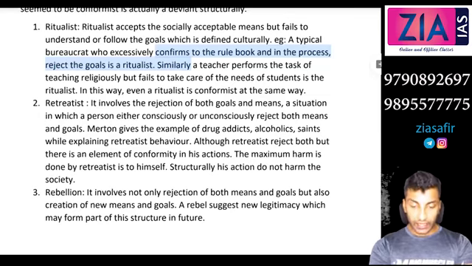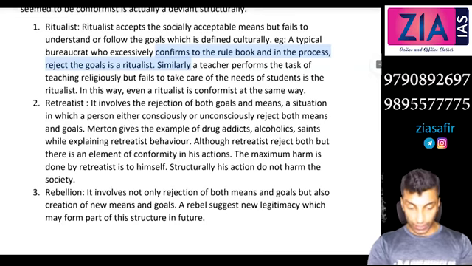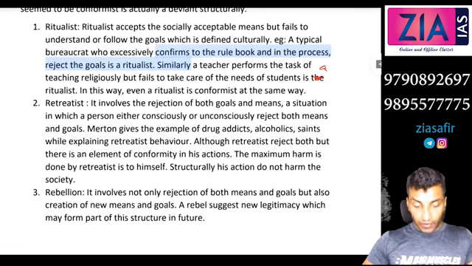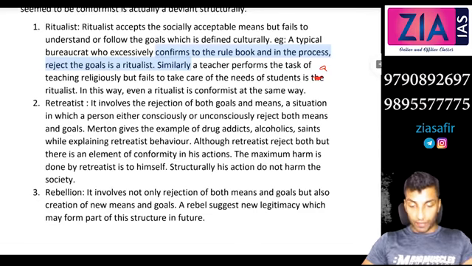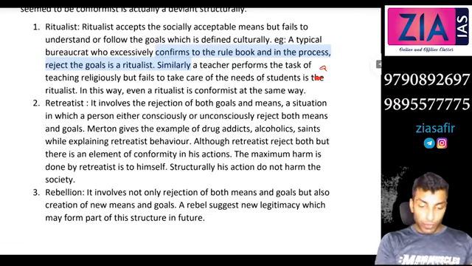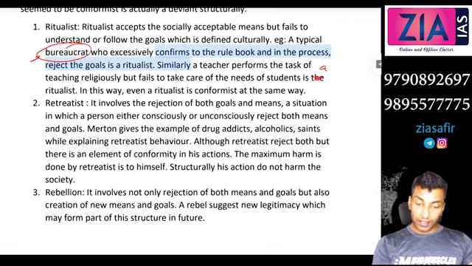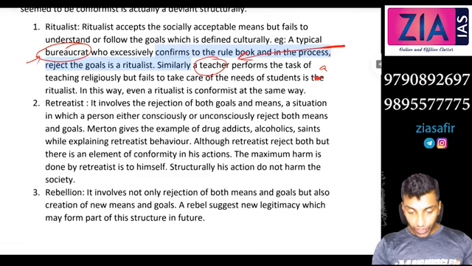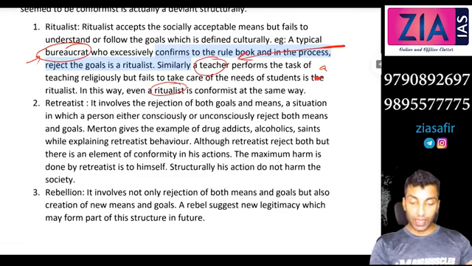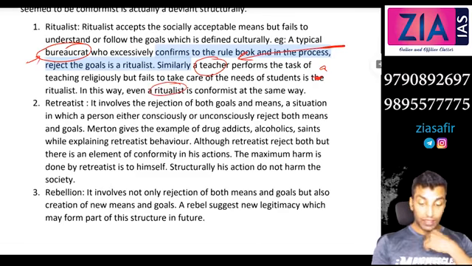Similarly, a teacher who performs the task of teaching religiously but fails to take care of the needs of students is a ritualist. In this way, even a ritualist is conformist in a sense. We think this bureaucrat and this teacher are conformist, right? But structurally they are deviant, they are ritualist because they are not achieving the goal.